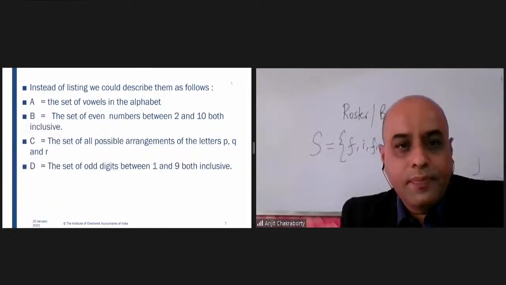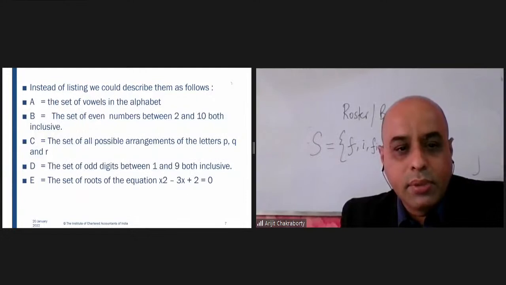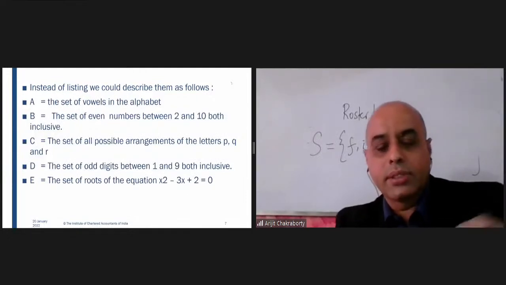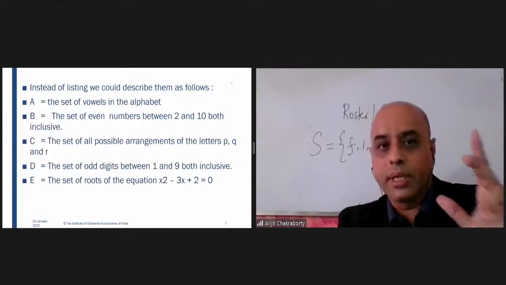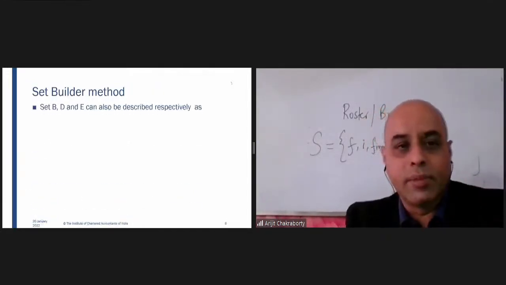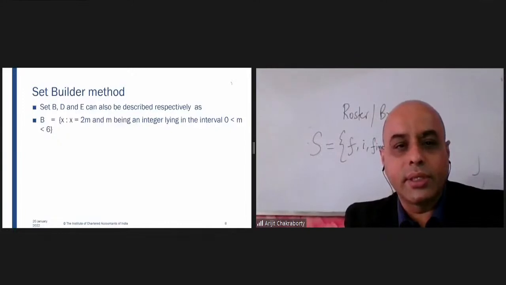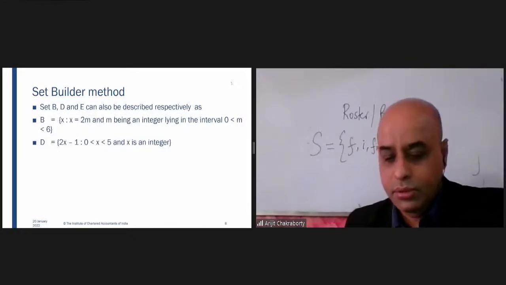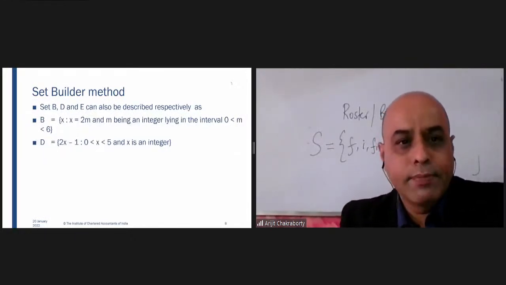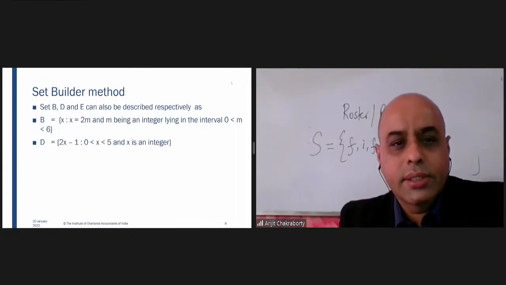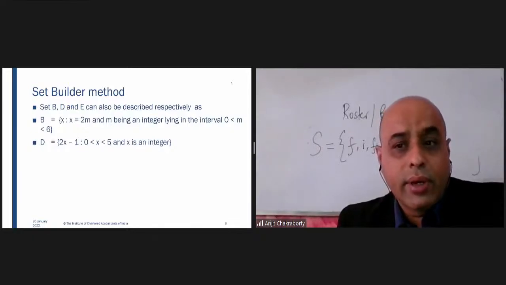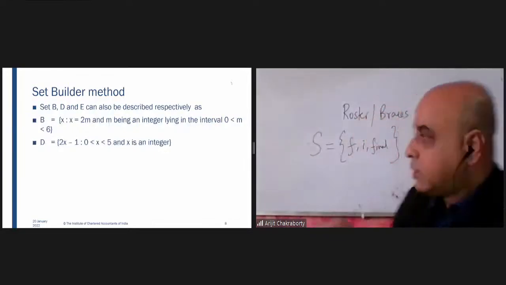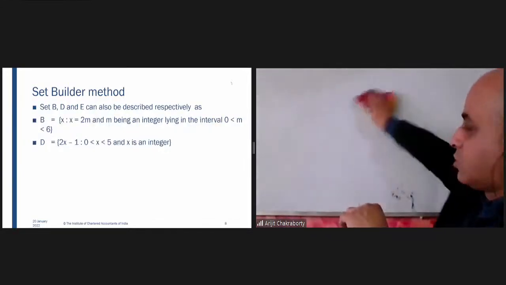Now, set of even numbers between 2 and 10, I took the example, set of roots of the equation x square minus 3x plus 2 equal to 0, when we took the example of 1 and 2. Now, set builder method, we just write like this. Let me take the first example first. X is equal to 2m and m being an integer lying in the interval where m is greater than 0 and less than 6. So what will be the answer to set B? How to write set B?